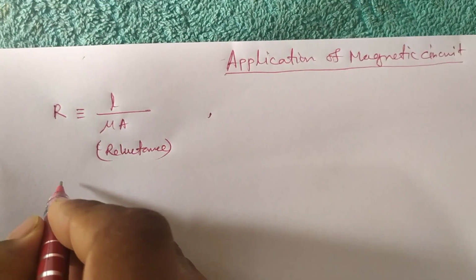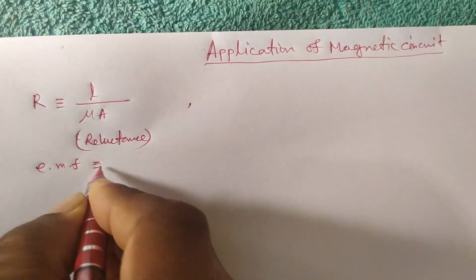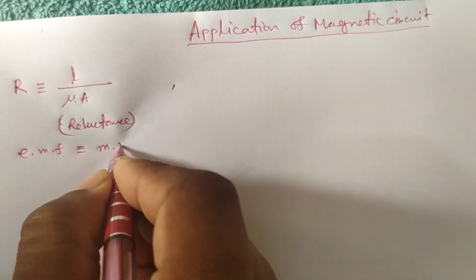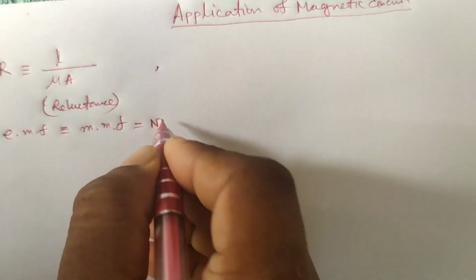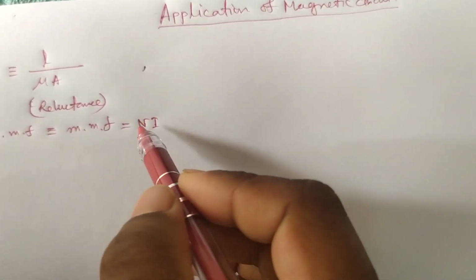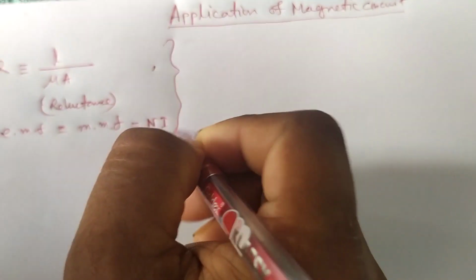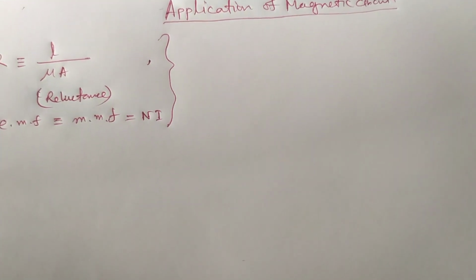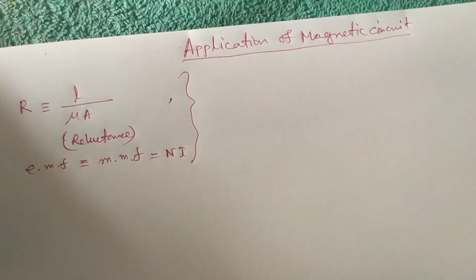And another thing, EMF in an electrical circuit is equivalent to MMF in a magnetic circuit, and it is given by capital N i. N is the number of turns, I is the current. So this is the information we have already taken.